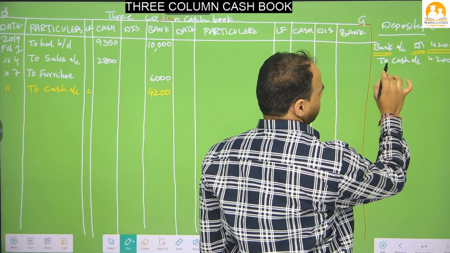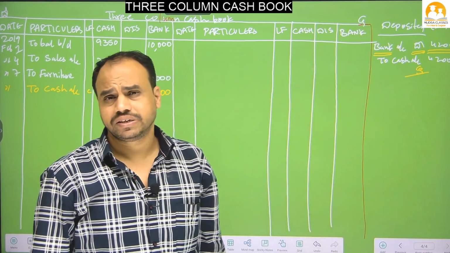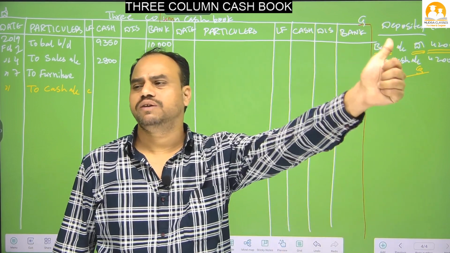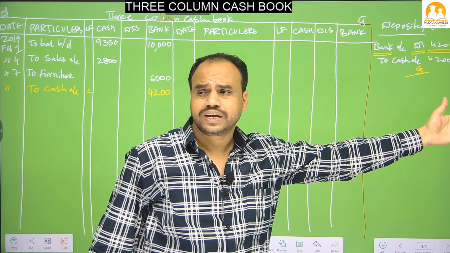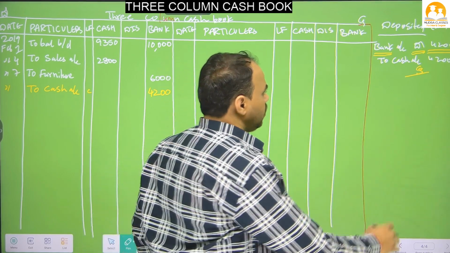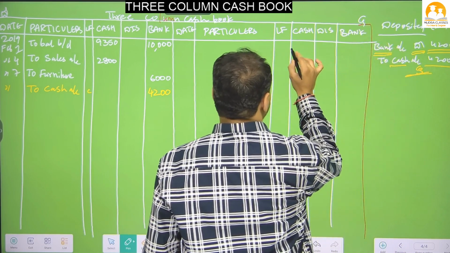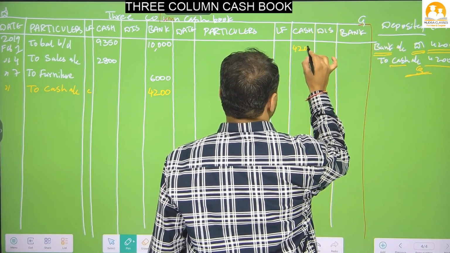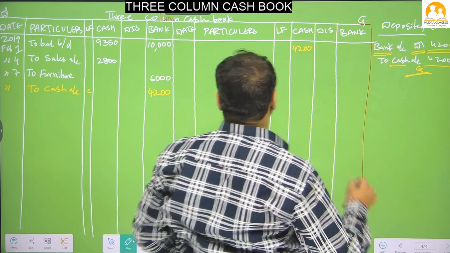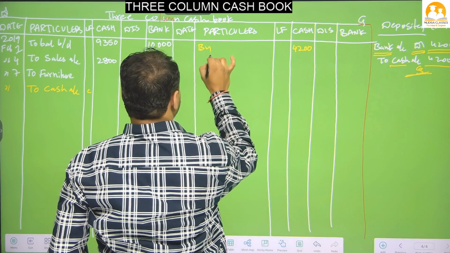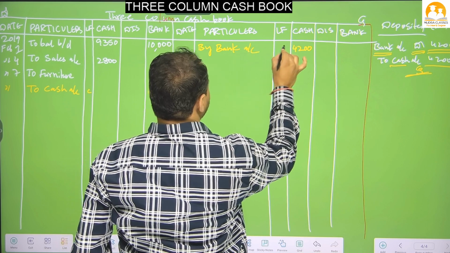Bank is on debit side, that means cash is on which side? Credit side. Already I told you in previous classes, we have only two sides, one is debit side, another one credit side. If bank is on debit side, automatically cash is on credit side. So write on credit side, cash column 4200. Close this cash beta. What is opposite? Bank. So write down here by bank account in LF column, right?